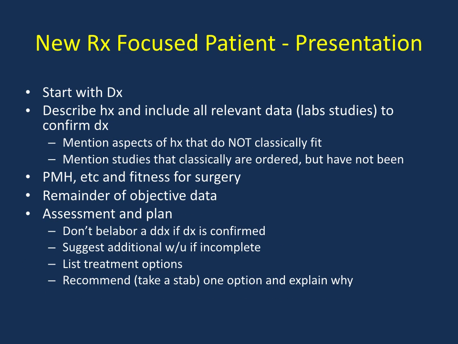Yeah, so at the presentation of the patient with a fairly confirmed diagnosis, start with the diagnosis, not with the symptoms. Describe all the history and all the relevant data. Most importantly, describe the history or the aspects that don't fit and the studies that haven't been ordered. Okay, I say most importantly because the pertinent negatives are just as important as pertinent positives, and I think it's important at the start, when you're just starting out as a student, to kind of understand that not everybody presents classically and that you see the variability in how people present. Past medical history should focus on whether they're fit for surgery or not. Repeat the objective data, and then assessment and plan. Please don't belabor the differential diagnosis.